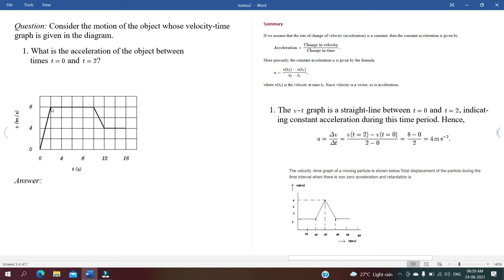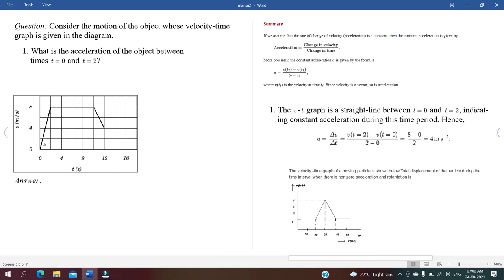Where it intersects the graph, we will draw a perpendicular line to the velocity axis, and here we will note down the value of the velocity. So velocity at 2 seconds will be equal to 8. So velocity at t is equal to 2 will be equal to 8.